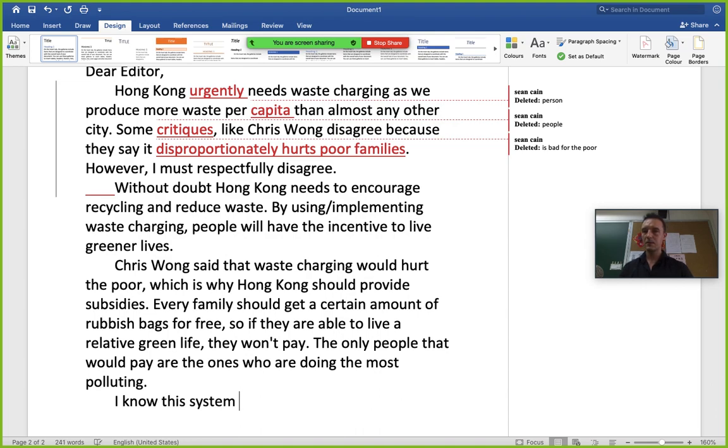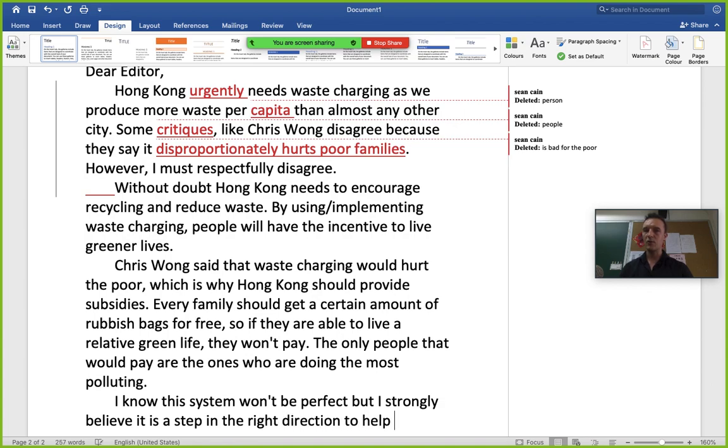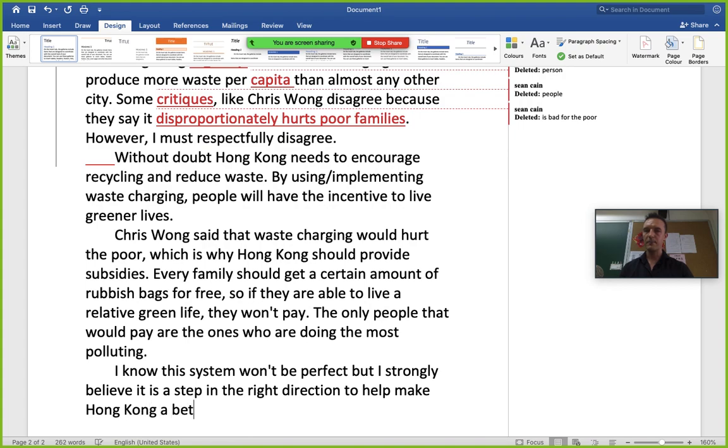It won't be perfect, but I strongly believe it is a step in the right direction to help make Hong Kong a better place. All right. So here, we're disagreeing, and I'm saying, it's not perfect, but it's a step in the right direction. That's a very polite, nice way to debate, to argue. We don't want to just call people idiots. We want to try to make them agree with us. We want them to maybe come to our side.